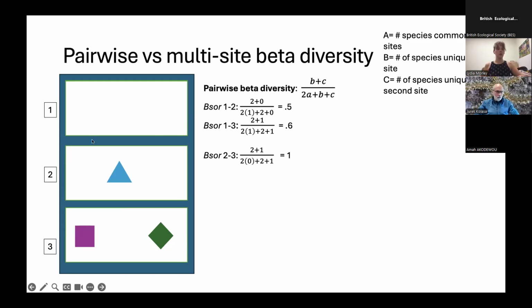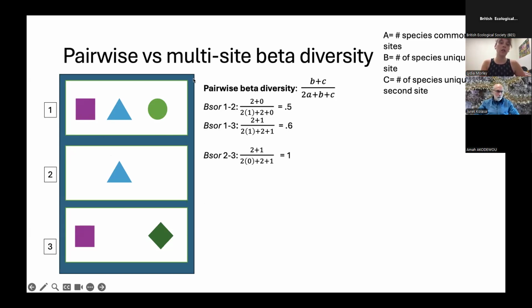And this seems pretty intuitive, right? Beta diversity should be the highest when there is complete differentiation within a community. So they share no species in common. So we should expect that beta diversity is very high. And pairwise measures can tell us a lot of things. So for example, we can tell that based on these measures, sites 1 and 2 are probably the most similar to each other, while sites 2 and 3 are probably the most different from each other.